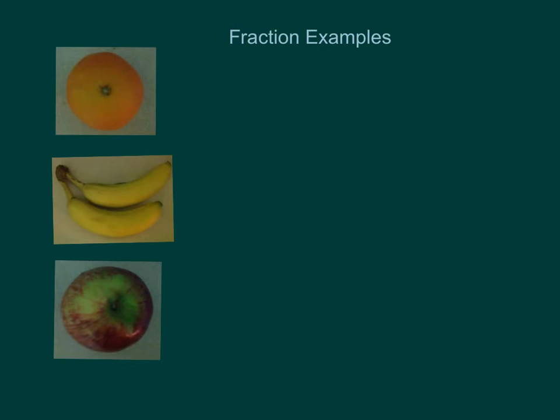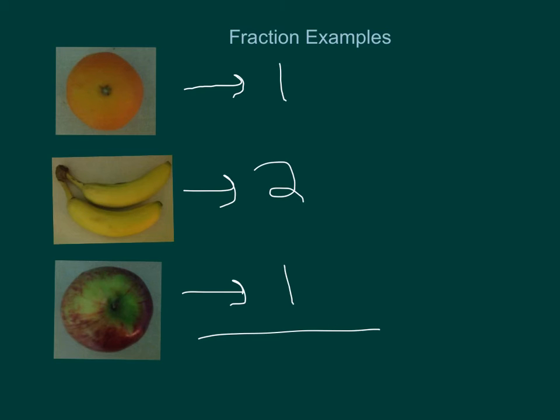So let's try a real-world example with fractions. What do these pictures have in common? Hopefully you noticed they were all fruit. Okay. So we have 1 orange, 2 bananas and 1 apple. Okay, so if we're thinking of fruit, in terms of total fruit, we have 4 items of fruit.